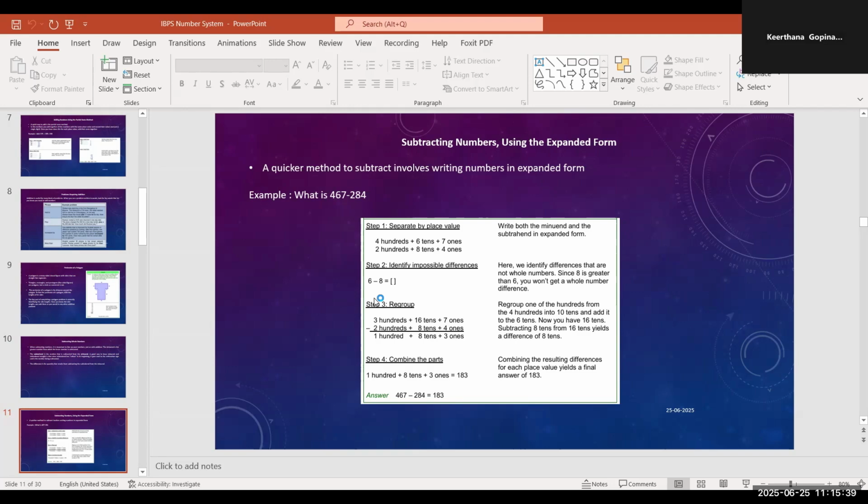So split the parts. If it has 4 digits, thousands, hundreds, tens, ones, split it. Then compare if the minuend is greater than the subtrahend. If it is not, then do the transfers and regroup. Once you do that regrouping, it's just a direct one digit by one digit subtraction, and all of this will hardly take 10 seconds. You will save time.